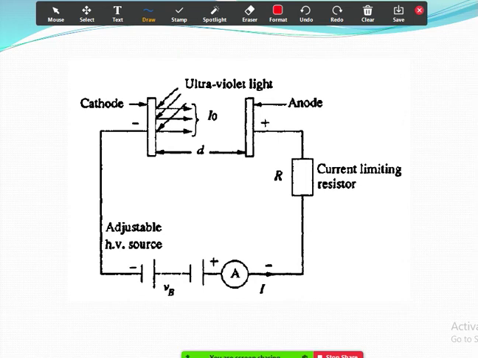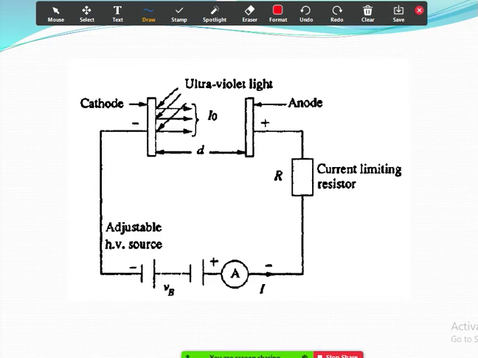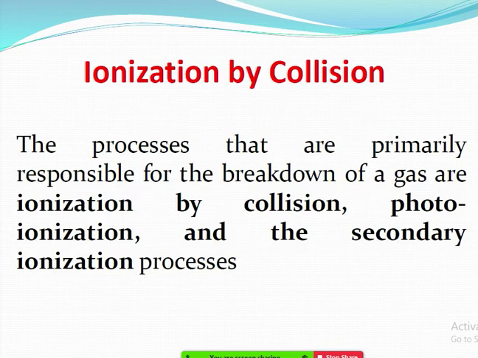And again we will see. Keep this diagram in mind. So ionization by collision. This is our today's topic. In the last class we have seen the collision process, and in today's class we will see the ionization process and what are the various ionization types that are there.